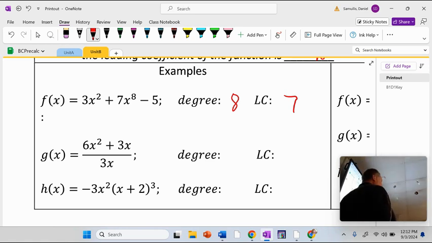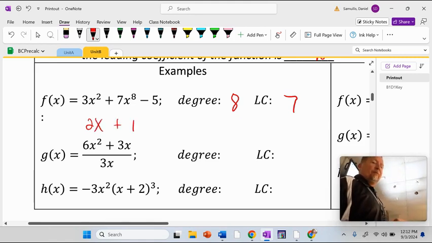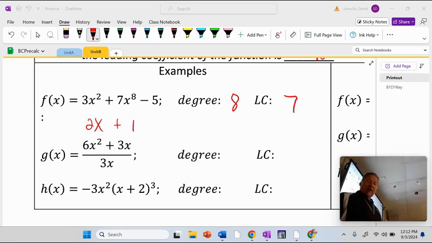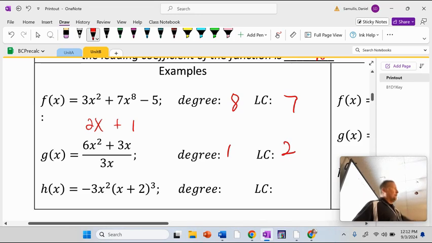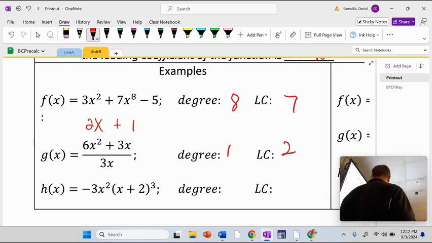Ooh, what's the next one? Let's see if we can trick you. What's the degree? 3, 2, 1, go. Wrong. What's the degree? Actually, 1, because this reduces to 2x plus 1. So it is a polynomial. 6 over 3 is 2. You'd split this up into 2 separate fractions, and then 3x over 3x is 1. So the degree is 1. The leading coefficient is 2. They were getting tricky with you. Oh, that's linear. So just go like that. I think this camera is reversed, though. Might get confused. Reverse imaging, I mean.